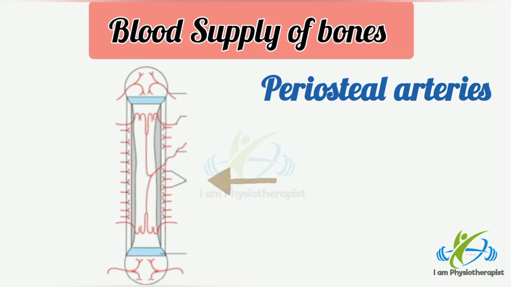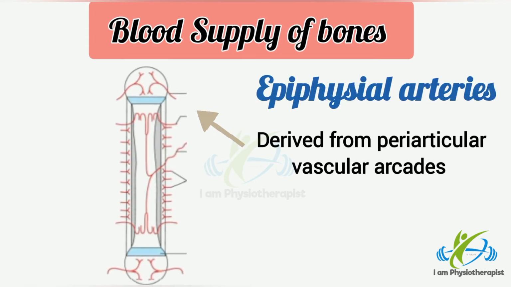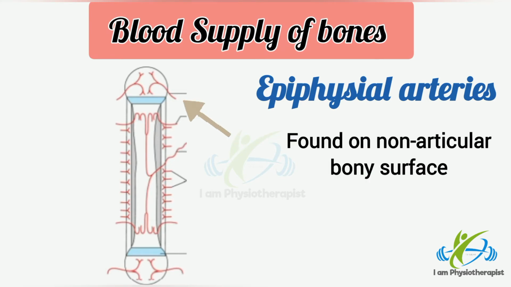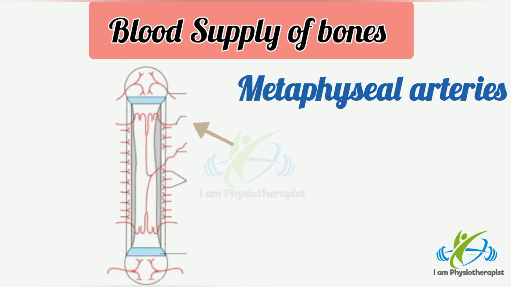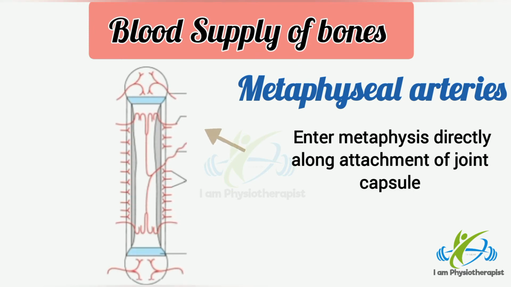Periosteal arteries. These are especially numerous beneath the muscular and ligamentous attachments. Epiphyseal arteries. These are derived from periarticular vascular arcades, and found on the non-articular bony surface. Metaphyseal arteries. They are derived from the neighboring arteries, and enter the metaphyses directly along the attachment of joint capsule.